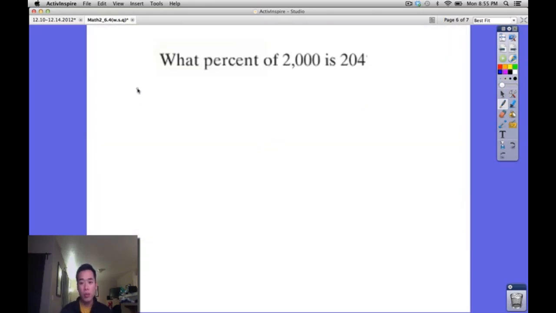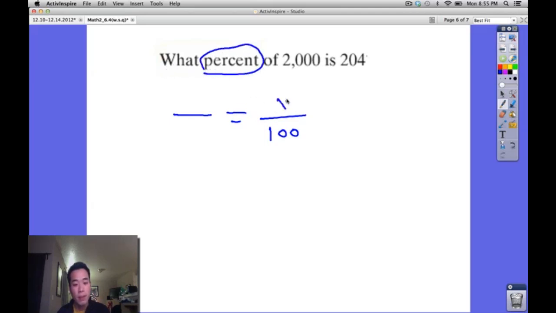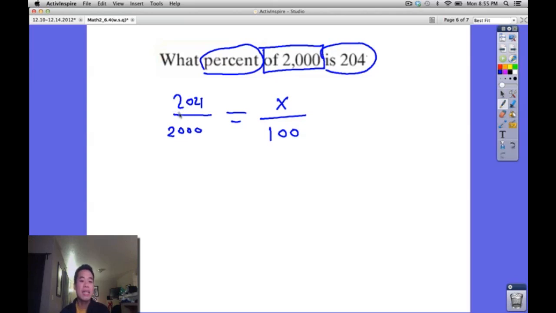Why don't you go ahead and try this one? Pause the video for a second, set up your is over of equals percent over 100. When you think you have an answer, push play to see if you get the same thing. I will continue on, so I'll see you in a little bit. So first thing is first. Blank is equal to blank over 100. Find the percent. So what percent? It's a word, so I know I need to find it. Of 2,000. Go ahead and box that. So I know that is over of. So 204 is what percent of 2,000?